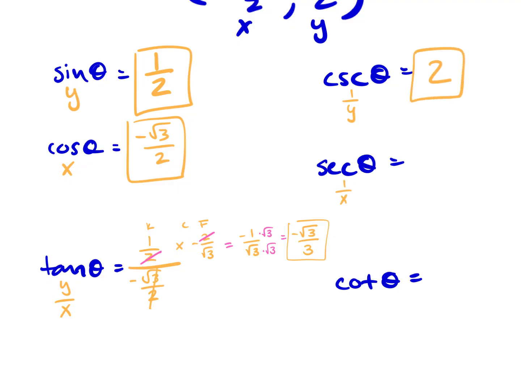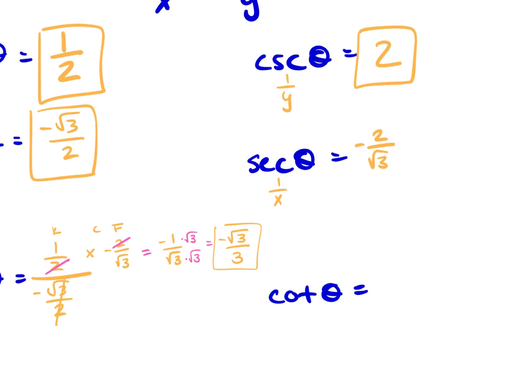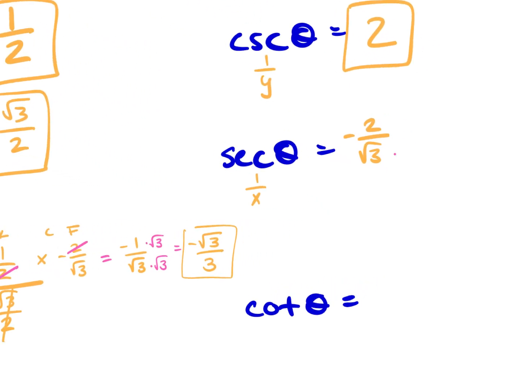Same thing with secant. It'd be 1 over x. You could do 1 over negative square root 3 over 2 and keep, change, flip. Or you could just flip cosine. What do we get when we flip cosine? 2 over negative square root 3. Awesome. So negative 2 over square root 3. But we can't leave our answer like this. What do we need to do? Multiply the top and the bottom by square root 3. We cannot leave a square root in the denominator. So we get negative 2 square root 3 over 3.